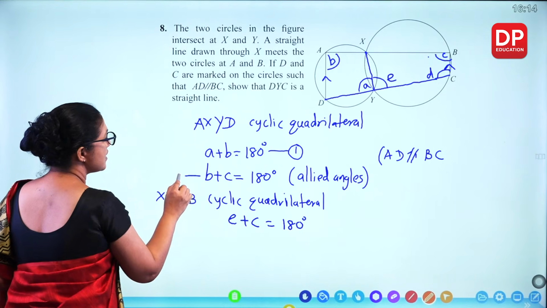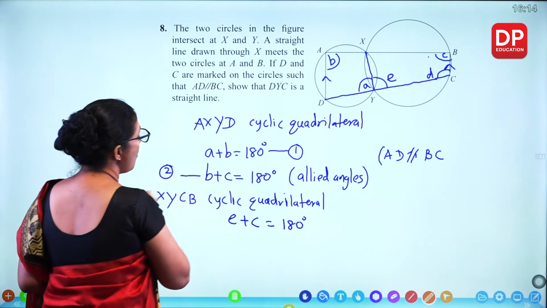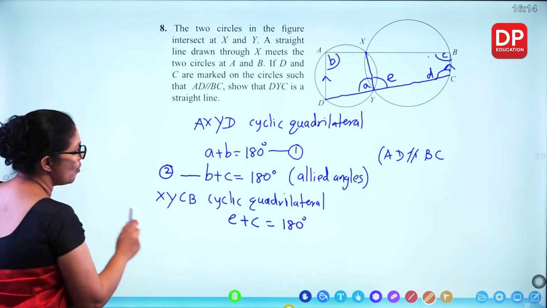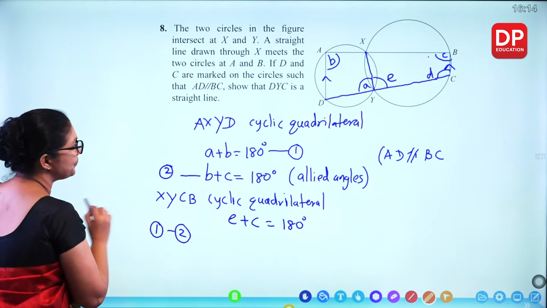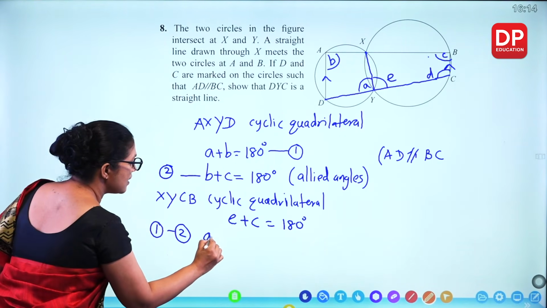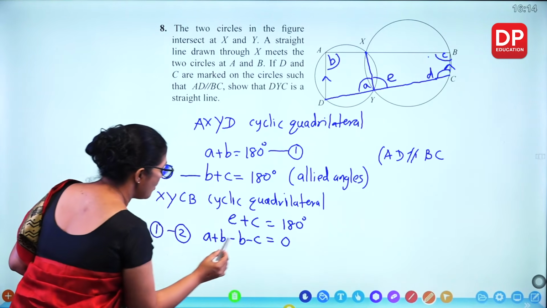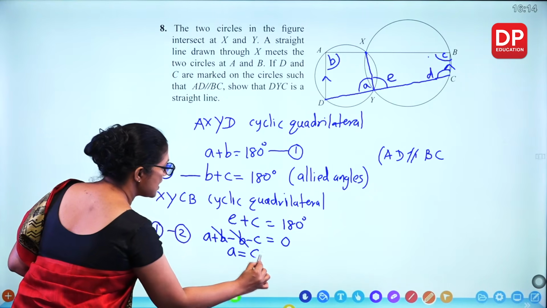Now, when you subtract 1 and 2, what do you get? 1 minus 2: A plus B minus B minus C equals 0. So, B gets cancelled out. We can see A equals C.